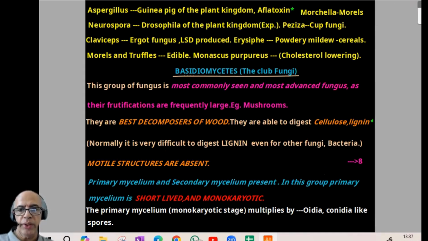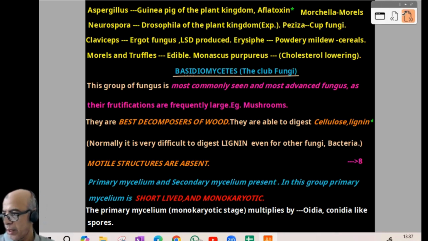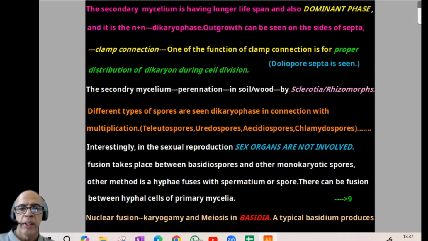They are the best decomposers of wood and can even digest lignin. Motile structures are absent. The primary mycelium is short-lived and monokaryotic. The monokaryotic stage multiplies by oidia and conidia-like spores. Then the secondary mycelium has a longer lifespan and is the dominant phase. In the dikaryotic phase, there is an outgrowth like a septum, called the clamp connection. One function of the clamp connection is the proper distribution of the dikaryon during cell division. Dolipore septa means barrel-shaped septa. The secondary mycelium undergoes organization into sclerotia and rhizomorphs. Different types of spores can be seen.